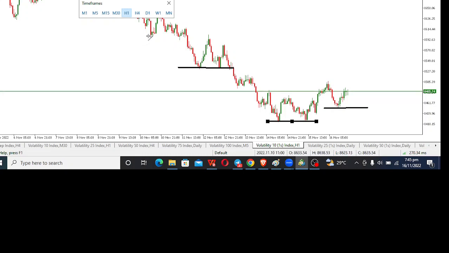So let me just mark these ones and then we are going to indicate whether they are support or resistance. And we all know that sometimes support becomes resistance and resistance also becomes support, and that's where we have our flip zones.